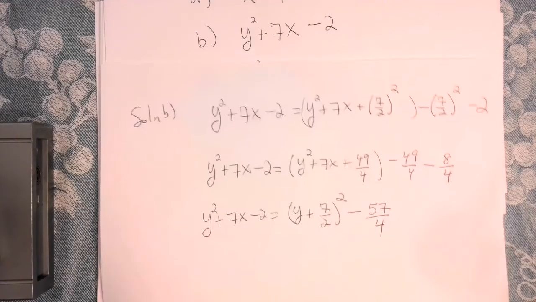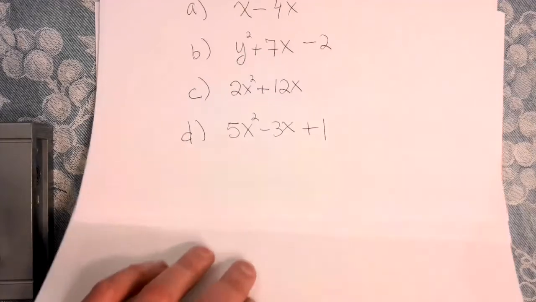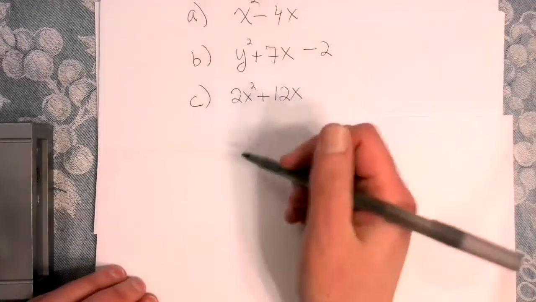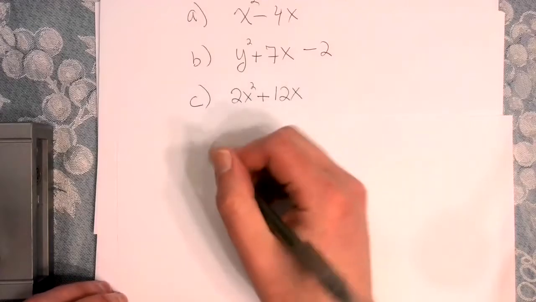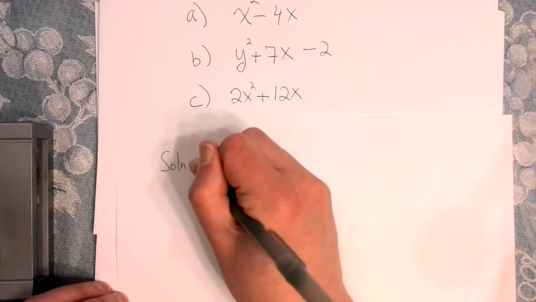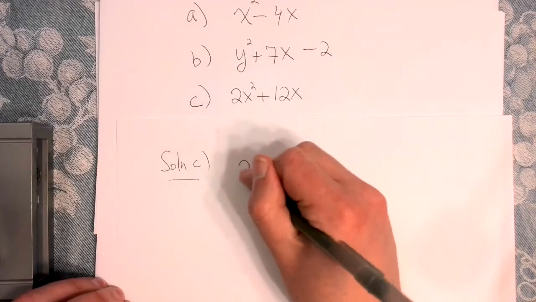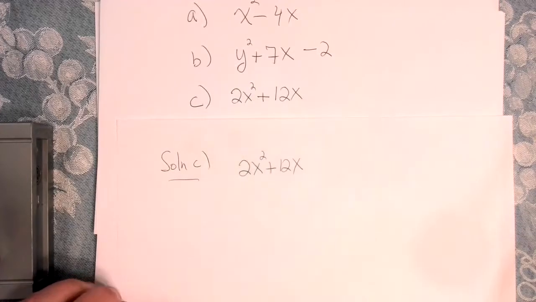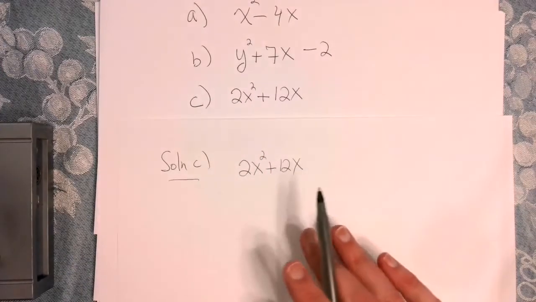All right, so let's go ahead and try C. Let's see what's going on here. So for C, let's see. Notice that the x squared has a coefficient that's not positive 1. So this one's going to have a little bit of a twist.